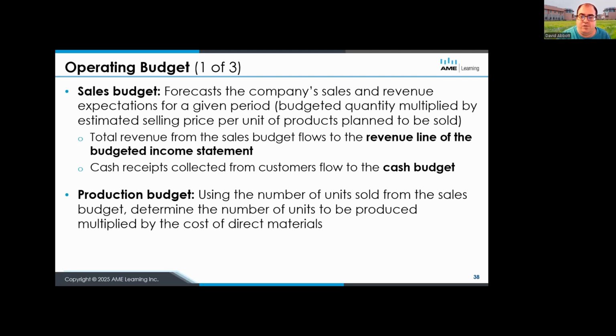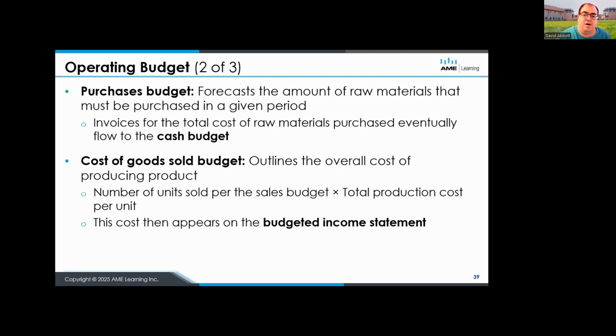So once we have our sales budget and we know how much we're going to sell, then if we are a manufacturing company, we would have to create what's called a production budget. That uses the number of units that we're going to sell from the sales budget to determine the number of units to be produced, multiplied by the cost of our direct materials, so we know how much we need to produce to meet what we wanted to sell. We also have a purchases budget, which forecasts the amount of raw materials that would need to be purchased within a given period.